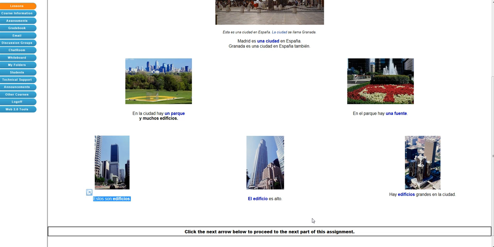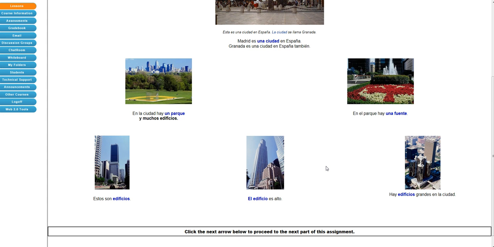They show you again here. El edificio es alto. So you know that that means tall. So you can tell what they're talking about here. En el parque hay una fuente. So it's showing you a picture of a fountain. So una fuente is a fountain.